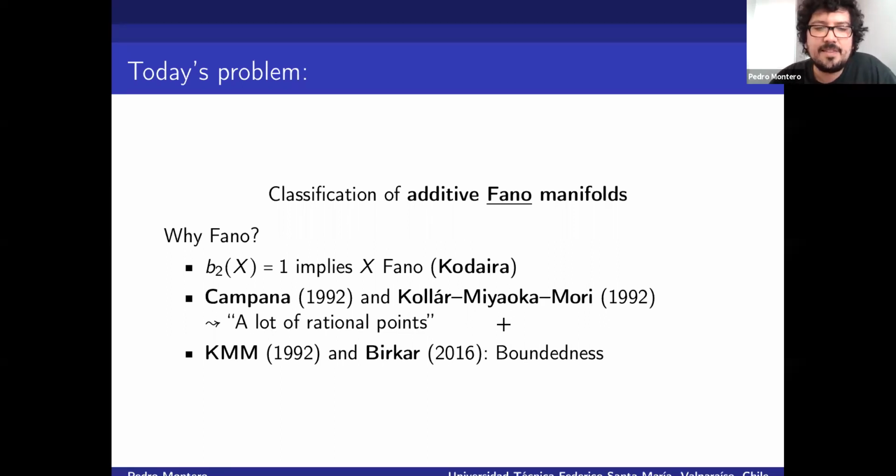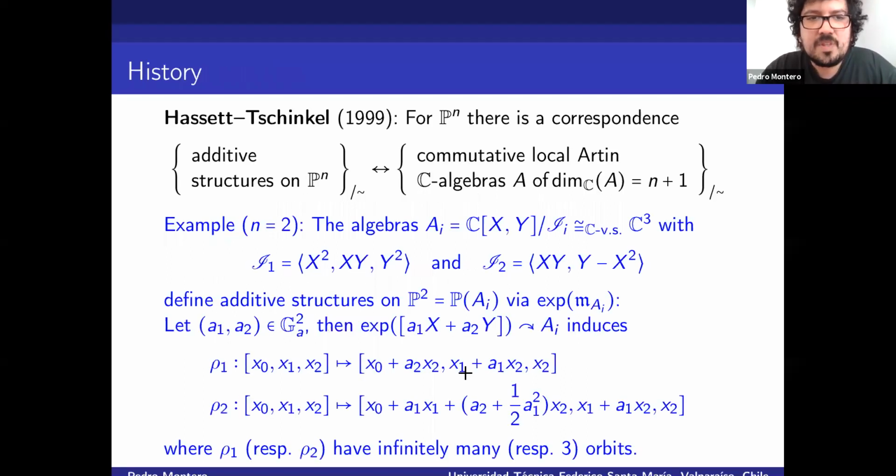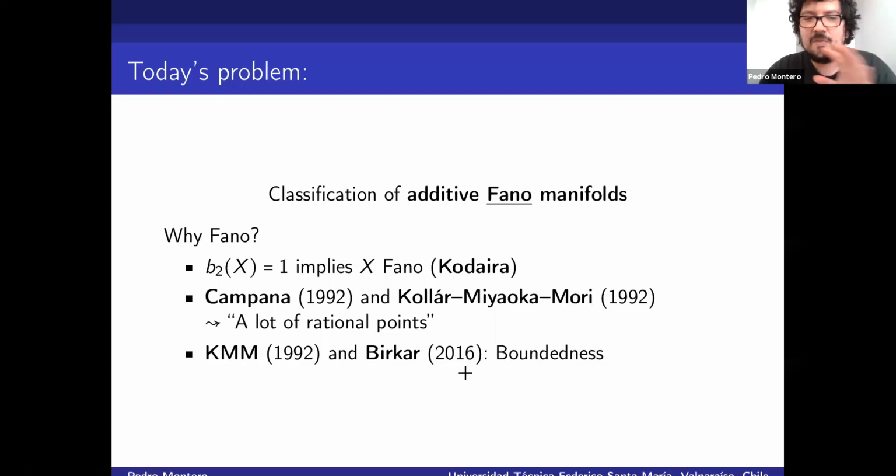And the last thing is that by Kollár, Miyaoka, Mori, and very recently by Birkar, you have boundedness. So it is a well-stated problem to find out all possible additive Fano manifolds. You can actually hope for having a list if you fix the dimension and you are looking at smooth varieties, right? Even epsilon log canonical if you want, by Birkar's result. So that's the goal for today.